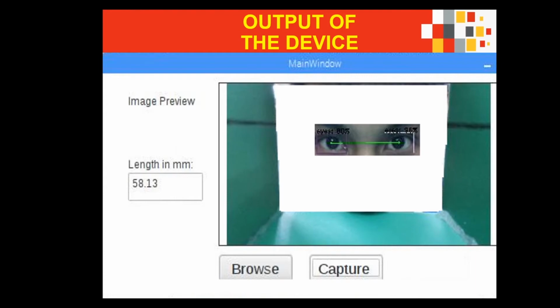So this is the GUI of the developed prototype. As you can see, there would be a reading of length in terms of millimeter in the left side pane, while the image of the subject would be projected onto the right side with the reading of pupils and the distance itself.